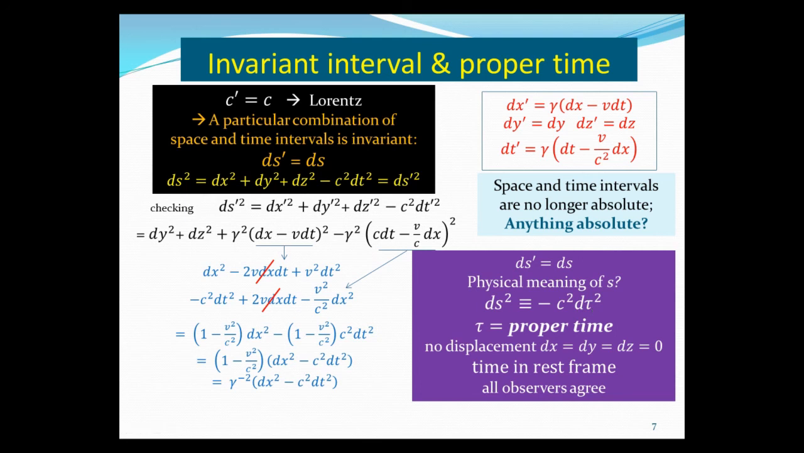Now, why should it be invariant? Because there is only one rest frame. So everybody, no matter where you are or how you're moving, knows which is the rest frame, and knows the rest frame time. Therefore, all observers will agree on the proper time, and so it should be the invariant. It should be absolute.